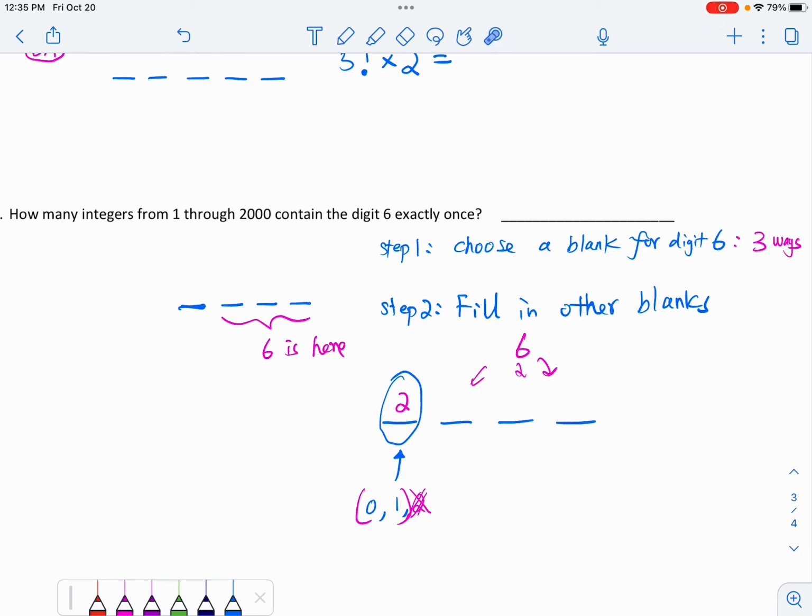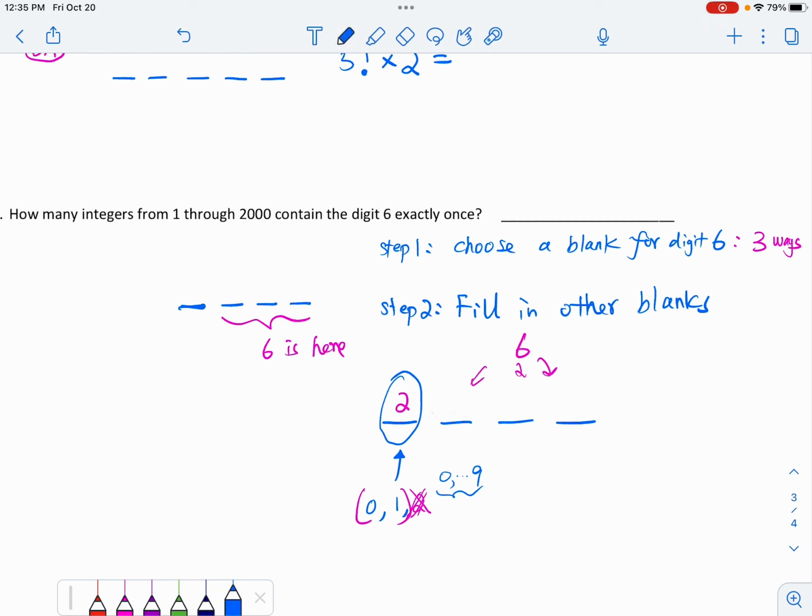Now, how many ways for you to fill in the second one? You can say 0 to 9. Suppose 6 is in here, then you have 9 ways to fill in this one, okay? 9.